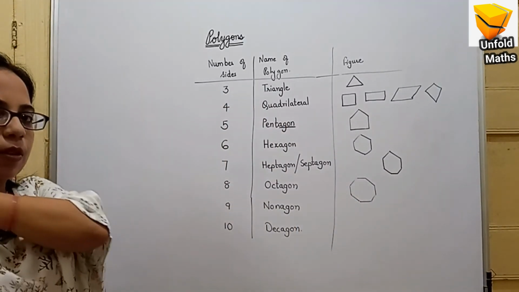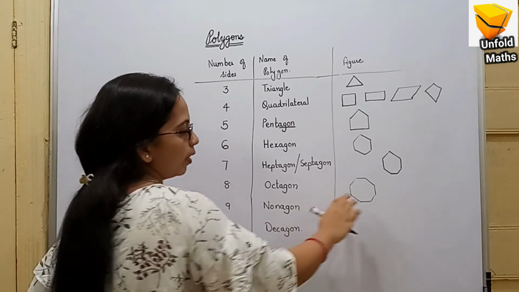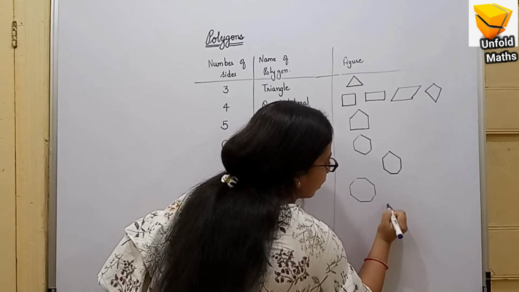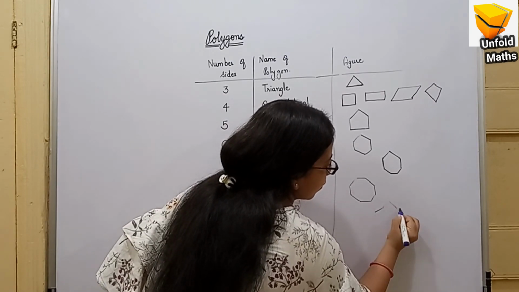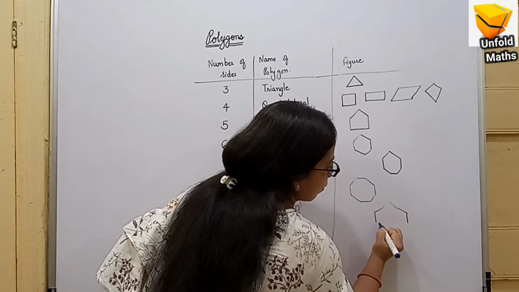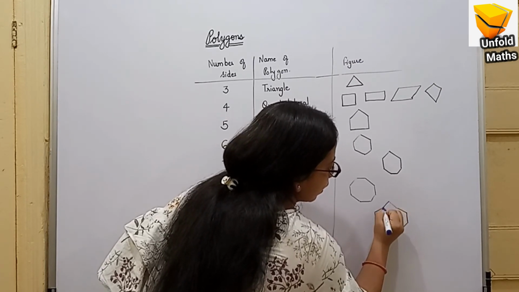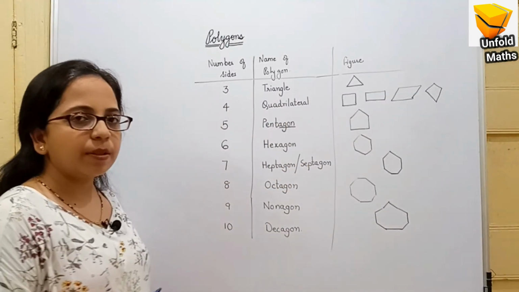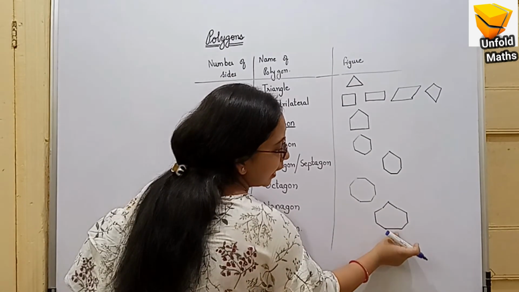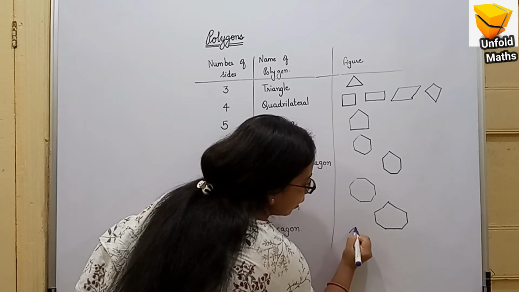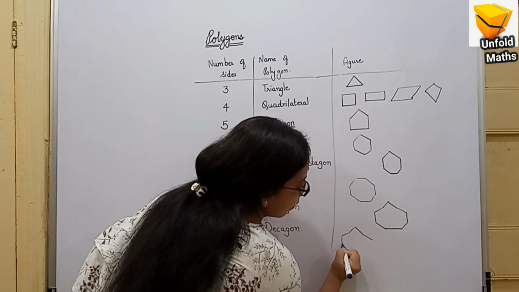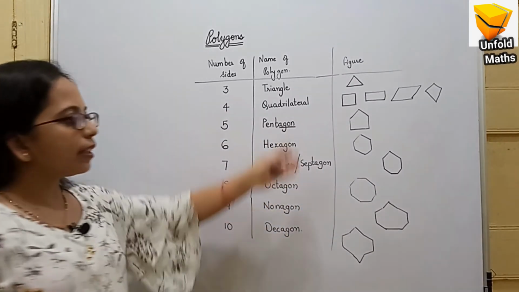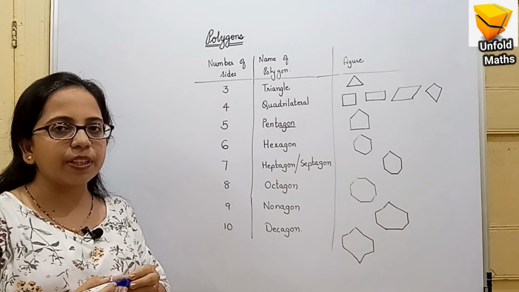Next is nonagon. So what you have to do? In an octagon, remove one side and make two sides instead of it. So this is how our nonagon looks. And for a decagon, remove this side and make two sides instead of it. So these are the figures for the polygons with different numbers of sides.